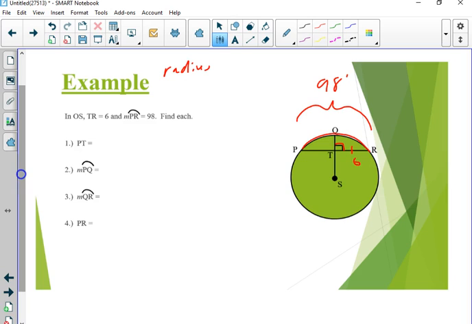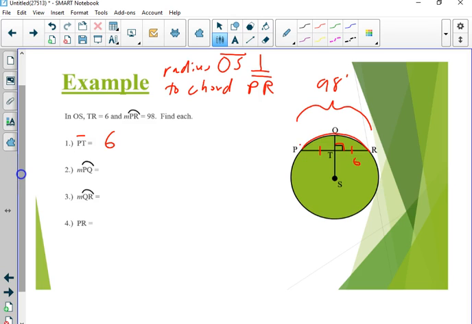Radius, please write this down. OS is perpendicular to chord PR. Remember we said on the previous slide, it can be a diameter or a radius. So since those two are perpendicular, we know that these two are the same. So PT is also going to be 6. Okay, let's put a line segment over that. Line segment PT is also 6.